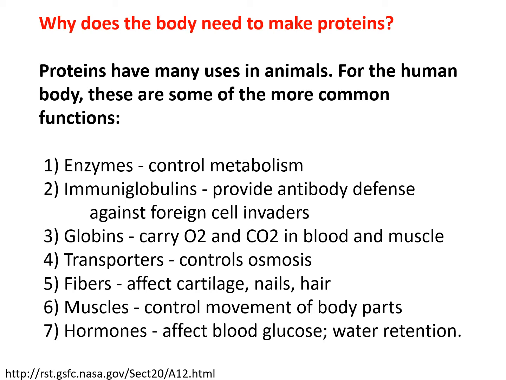Transporters, they control osmosis, those transport proteins that bring things in and out of our cell membranes that we talked about. Of course, structure: cartilage, nails, hair, muscles to control movement, hormones that cells communicate with other cells using, and these can affect our blood glucose level or water retention. So basically, we're a big mass of proteins. We have to make lots and lots of proteins to do lots of different things. So let's talk about how those proteins are made.